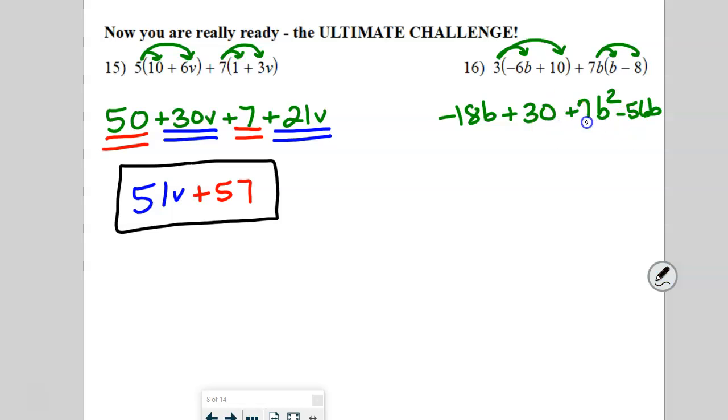Okay, anywho, we have to be real careful here because we're going to be collecting our like terms. You might notice this is a 7b squared, and as I look through the problem, there are no other b squared terms. So this 7b squared is its own little term. There's nobody alike to him, and he's all by himself, and that's okay. After that, I'm going to collect the b's, the b to the first powers. So I've got a negative 18b, and then a negative 56b.